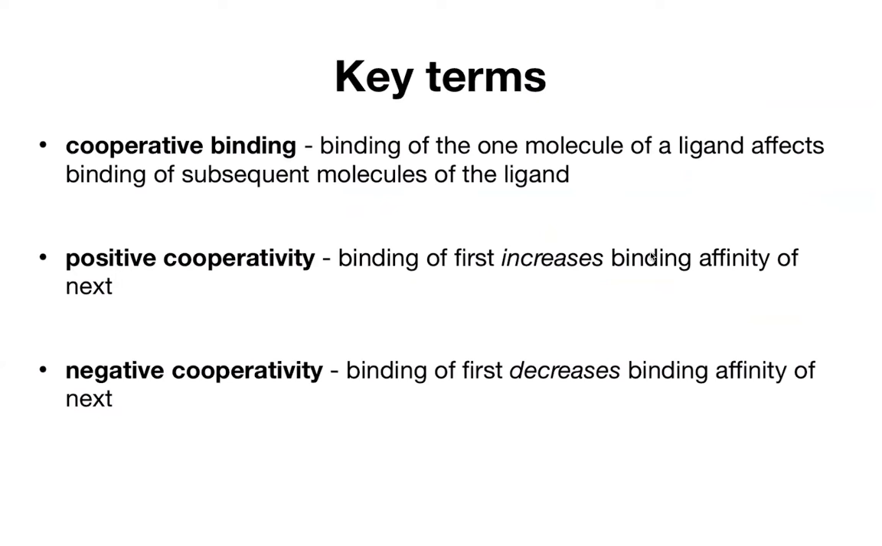This can be positive cooperativity, where binding of the first increases binding affinity of the next, or it could be negative cooperativity, where binding of the first decreases binding affinity of the next. Most commonly, we're going to be talking about positive cooperativity, and we're going to look at how we can see this in action in hemoglobin, which is the protein that carries oxygen through our blood.